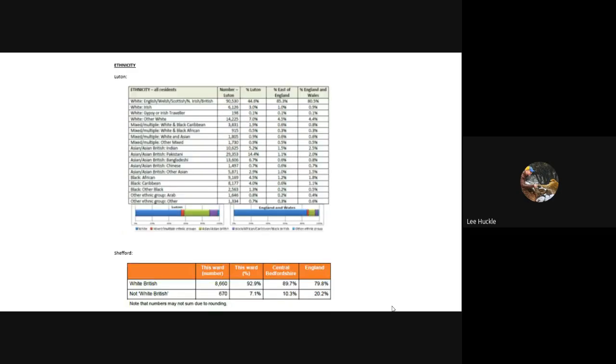Then we looked at the ethnicity makeup of both Luton and Shefford. Now again, Shefford, not as much breakdown because it's not as ethnically diverse. And what you're interested in there for the Shefford one is where it said this ward, the number and the percentage. So you can see there in Shefford, 7.1% are non-white British, which is very, very low. Compare that to Luton, very, very different.